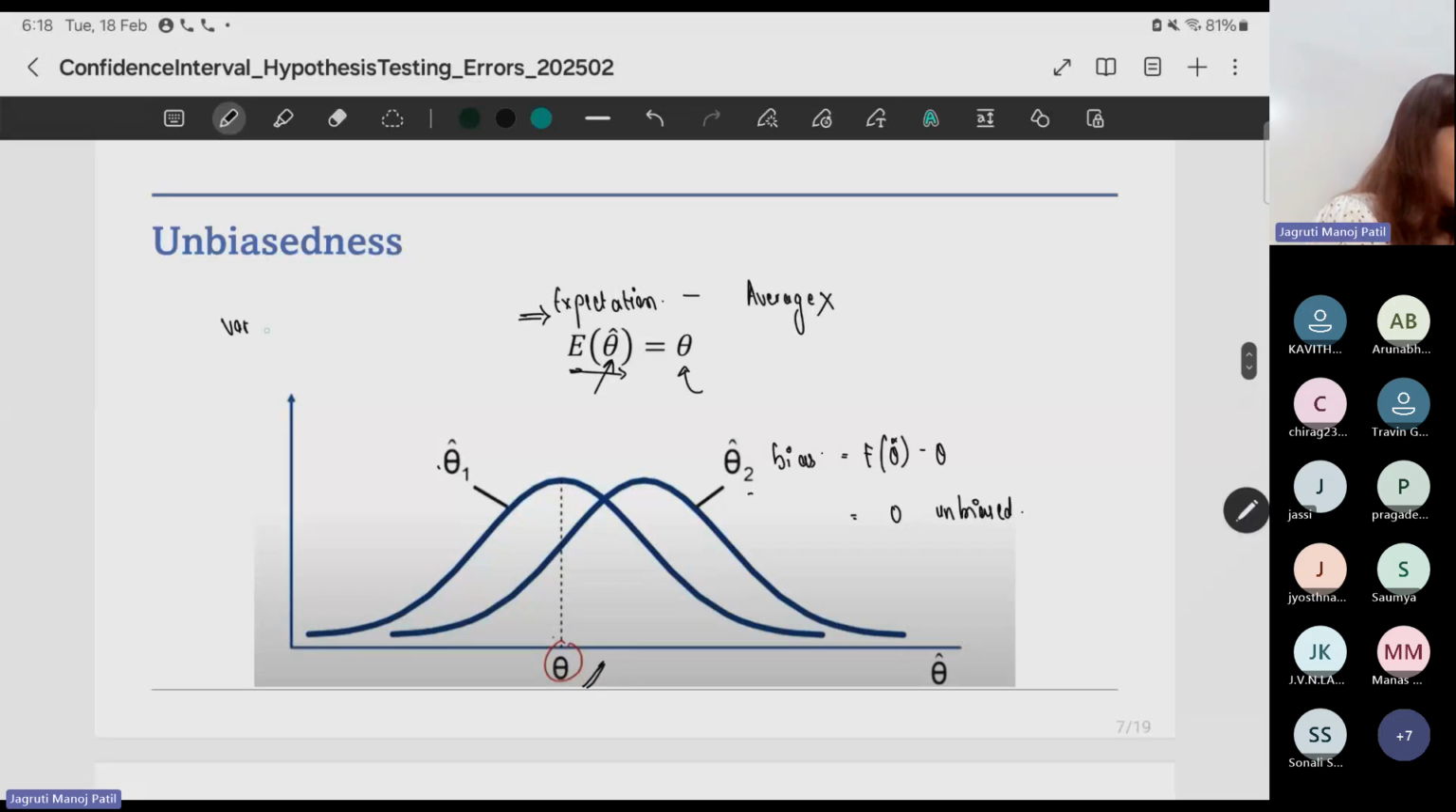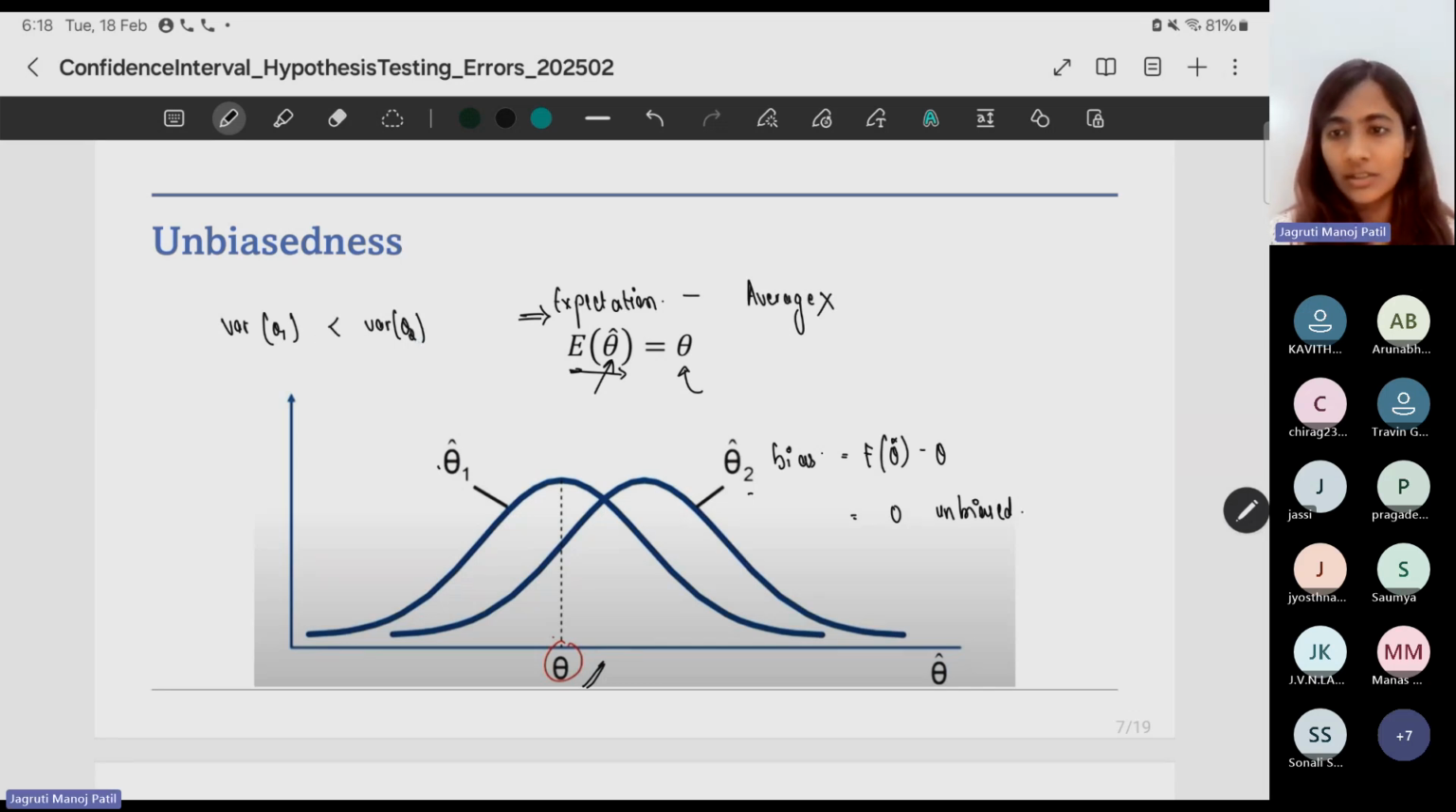Let's say a particular distribution of theta 1, another distribution of theta 2. If the variance of theta 1 is less than the variance of theta 2, and this is for the sample, which particular distribution's estimator is more efficient over here? Any guesses?